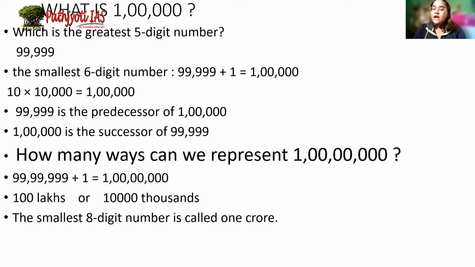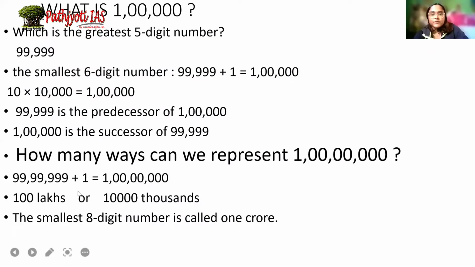Also, last class we discussed two terms, predecessor and successor. Predecessor is something that comes before and successor is something that comes after. So successor is +1 and predecessor is -1, right? If we consider natural numbers, 1 has no predecessor because natural numbers start from 1 itself, but it has a successor, which is 2, right? In this example, 99,999 is the predecessor of 1 lakh, and similarly 1 lakh is the successor of 99,999.